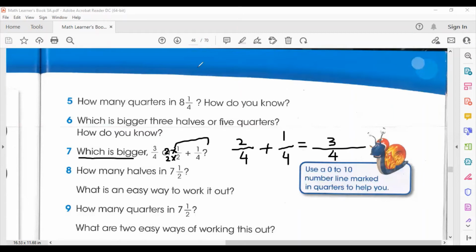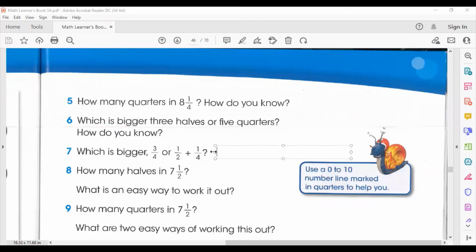You can write here same. Which is bigger? 3 by 4, or 1 by 2 plus 3 by 4? No one is bigger. So we can write here neither. They are both the same.